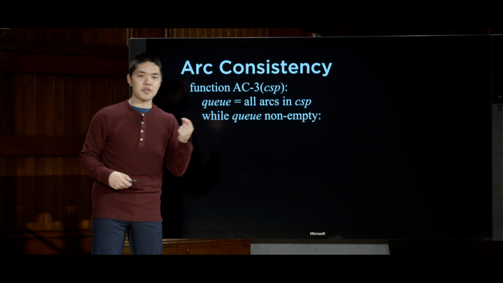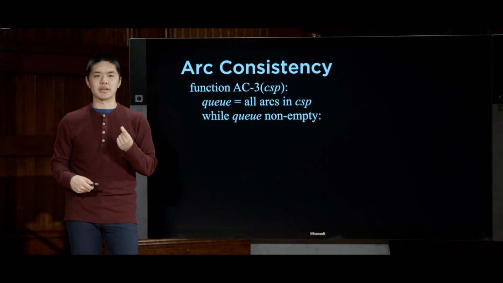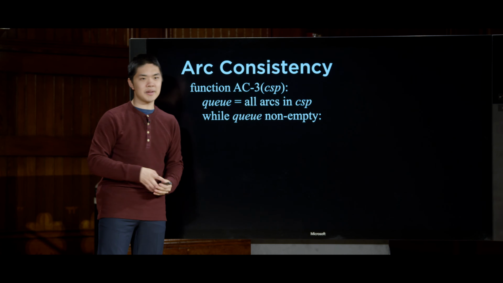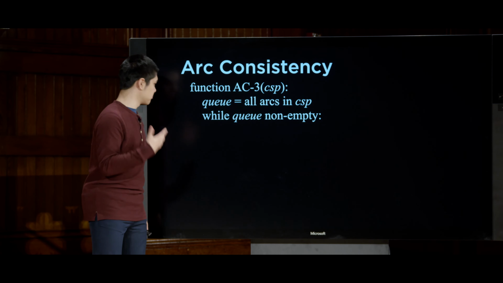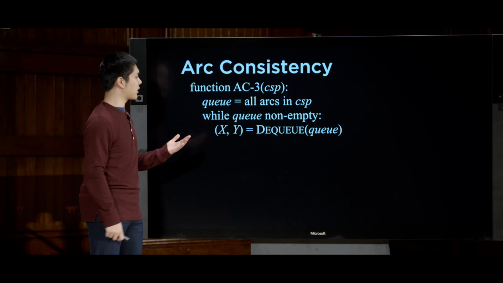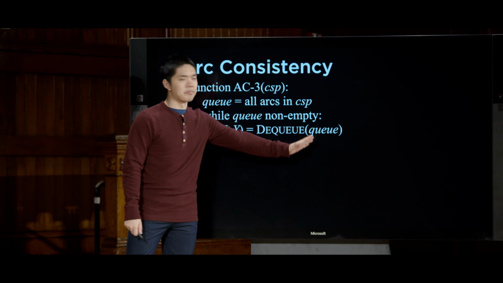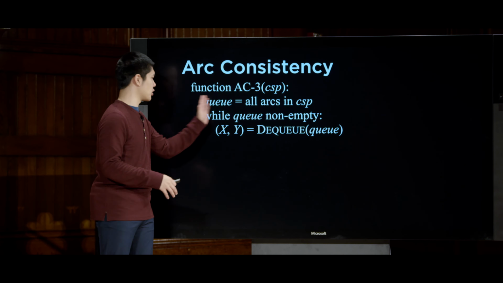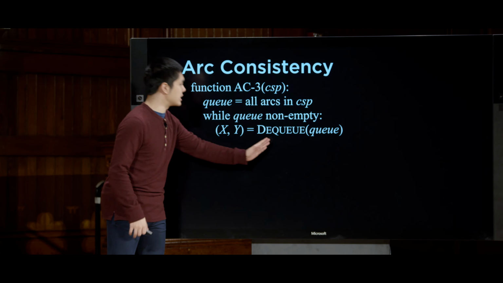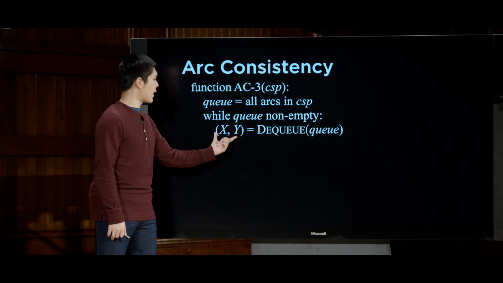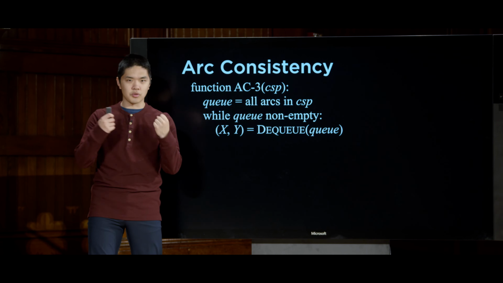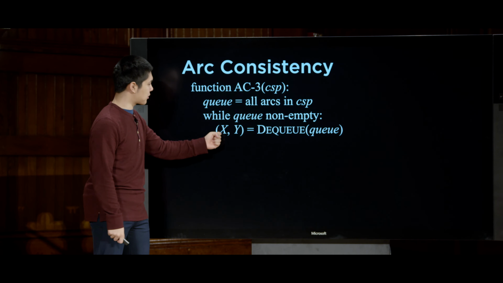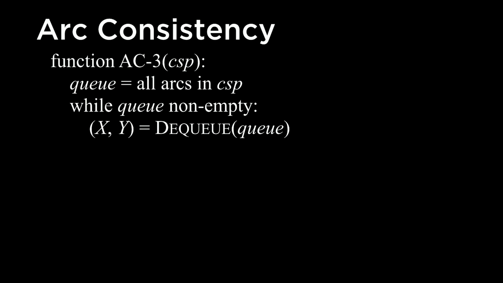The queue is all of the things that we need to make arc consistent. So as long as the queue is non-empty, there's still things we have to do. What do we have to do? Well, we'll start by dequeuing from the queue. Remove something from the queue. And strictly speaking, it doesn't need to be a queue, but a queue is a traditional way of doing this. We'll dequeue from the queue, and that'll give us an arc, x and y, these two variables where I would like to make x arc consistent with y.